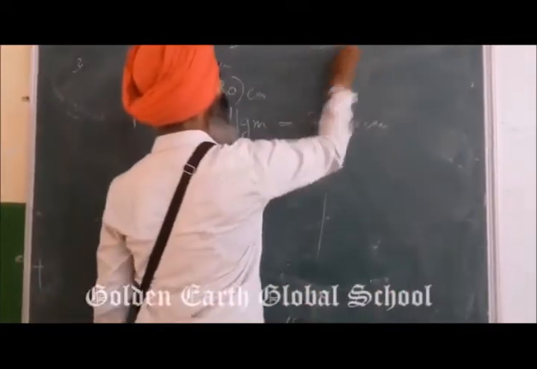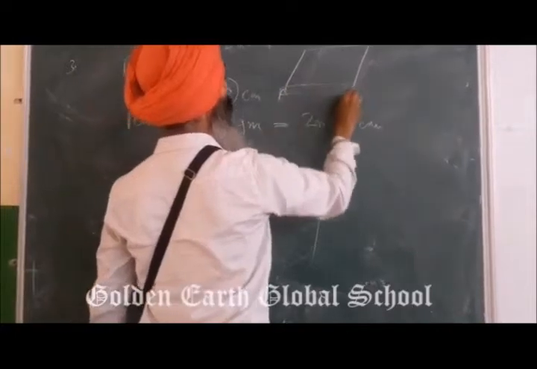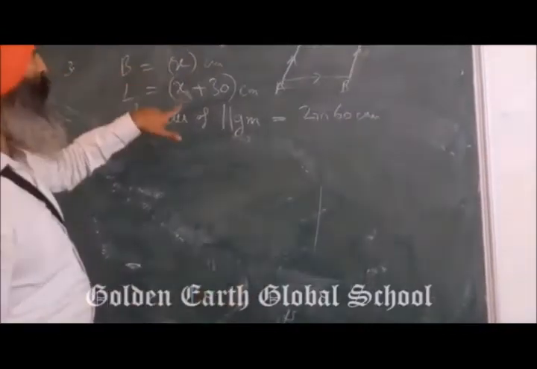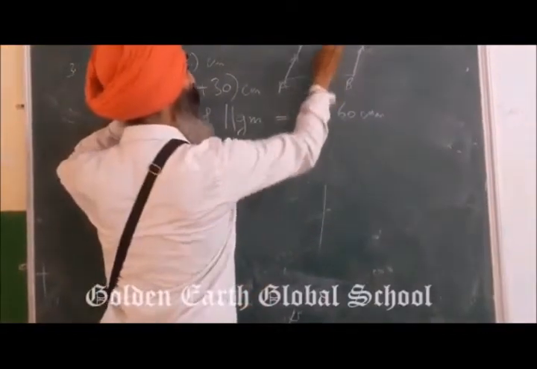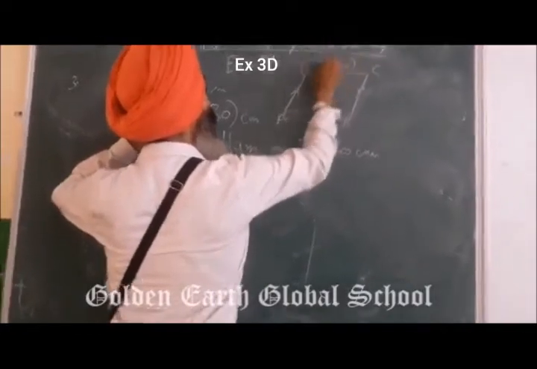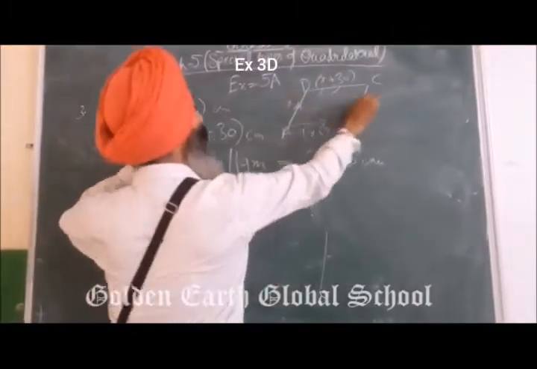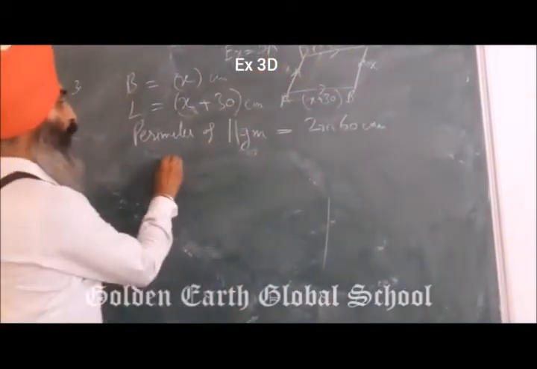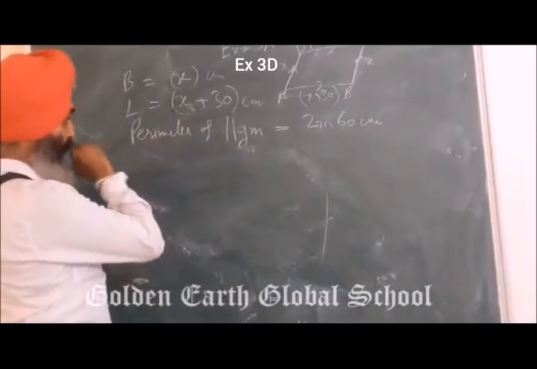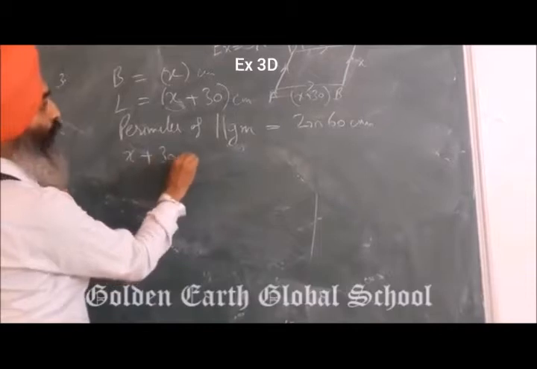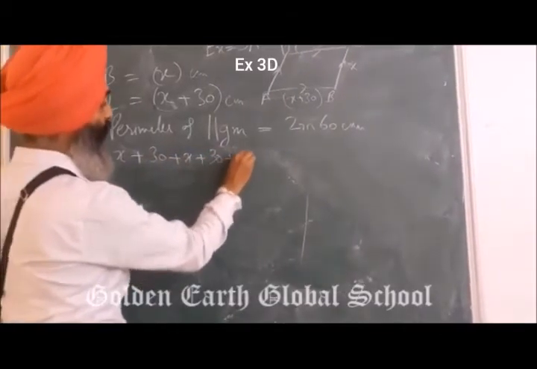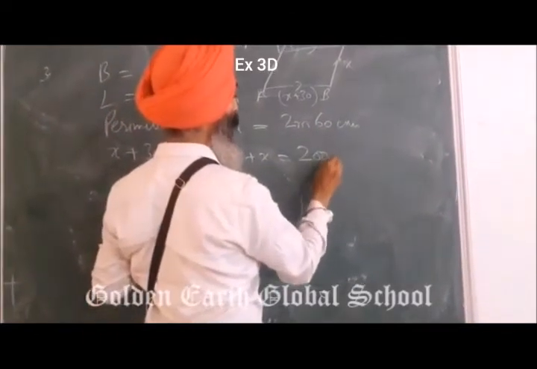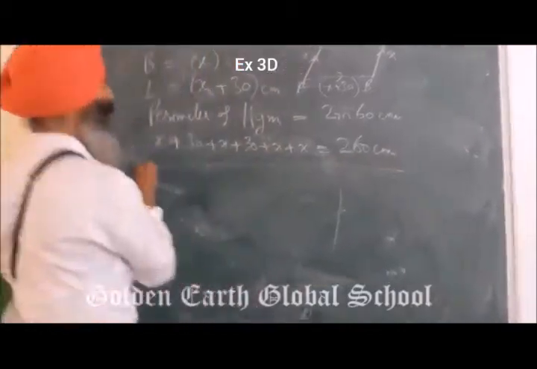You can draw the diagram, it will be clear to you. ABCD is a parallelogram. So length is given x plus 30, so it means CD is also x plus 30, because we know the opposite sides of a parallelogram are equal. तो ये आपकी डायग्राम, अब आपको समझ आ जाएगा. Now you know perimeter is equal to the sum of all sides. Convert it into centimeters, it will be 200 plus 60, 260 centimeters. Now find the value of x.